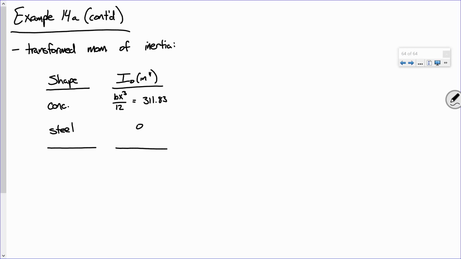Now the area. For the concrete, the area is just going to be B times X, which is 81.37. And then the area of the steel is what? Well, 3 times our 27. There you go.